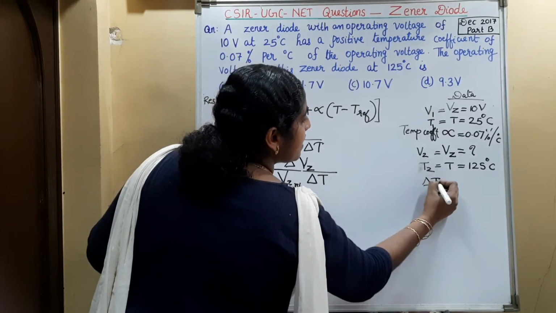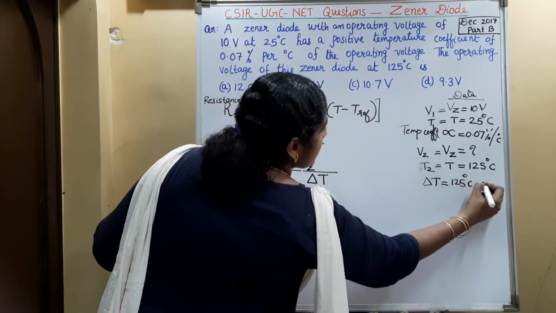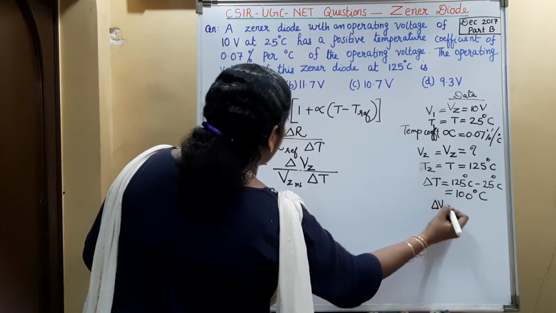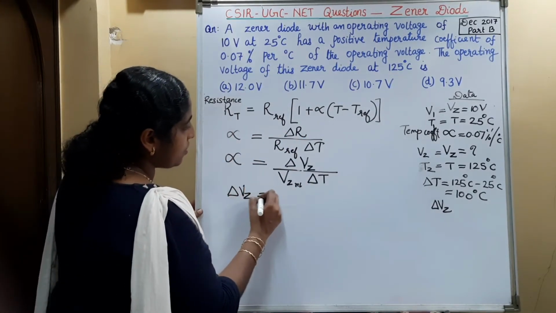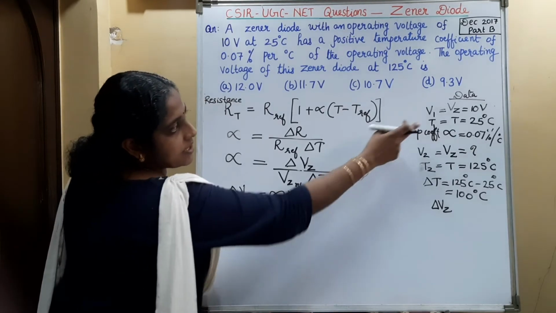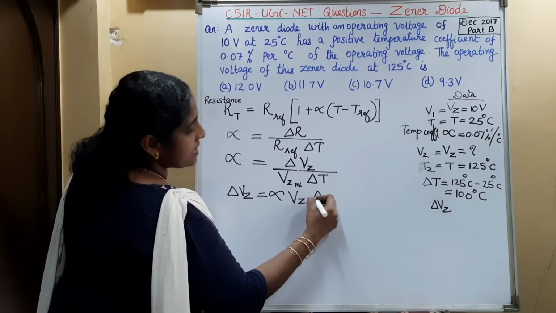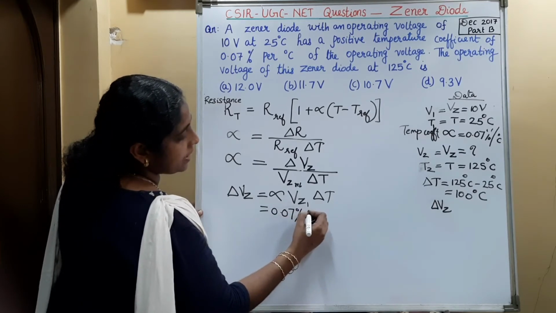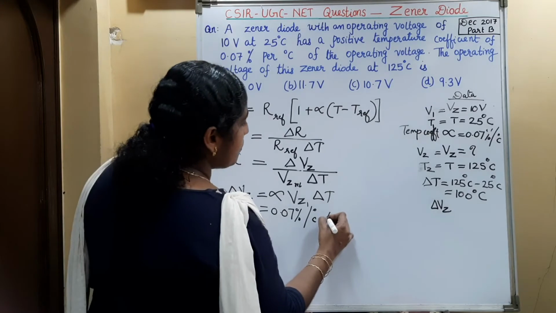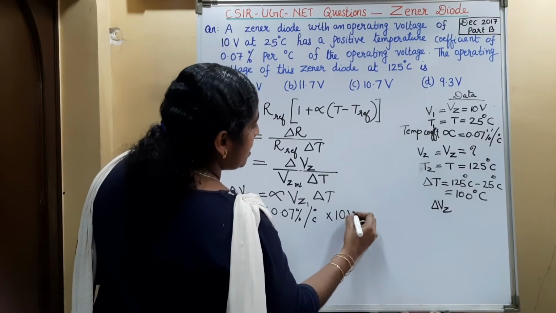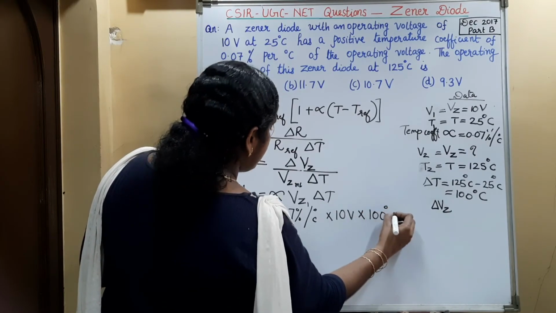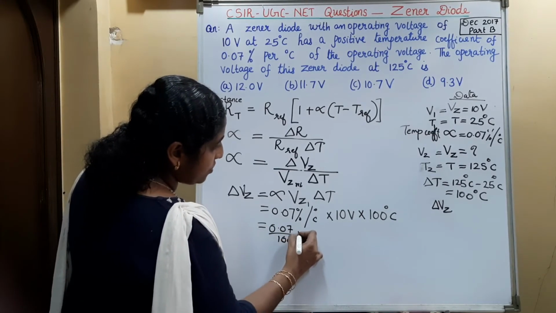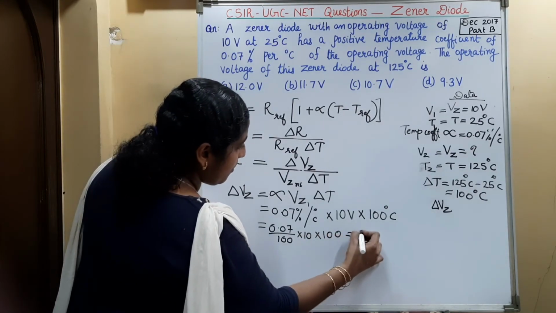So what is the change in the temperature? That is 125 degrees Celsius minus 25 degrees Celsius, that is equal to 100 degrees Celsius. Delta VZ we can find out from this expression, that is delta VZ is equal to alpha into VZ reference, VZ reference means initial Zener voltage, into delta T. So alpha is equal to 0.07 percent per degree Celsius into VZ1, that is the first Zener voltage 10 volt, into delta T, 100 degrees Celsius. On calculating, this is 0.07 divided by 100 into 10 into 100, that is equal to 0.7 volt.